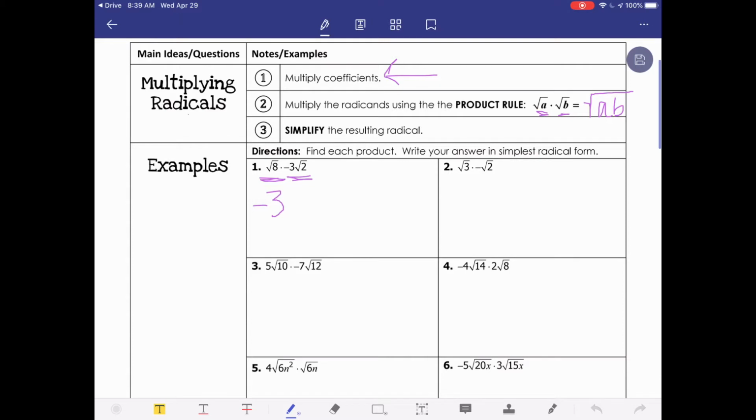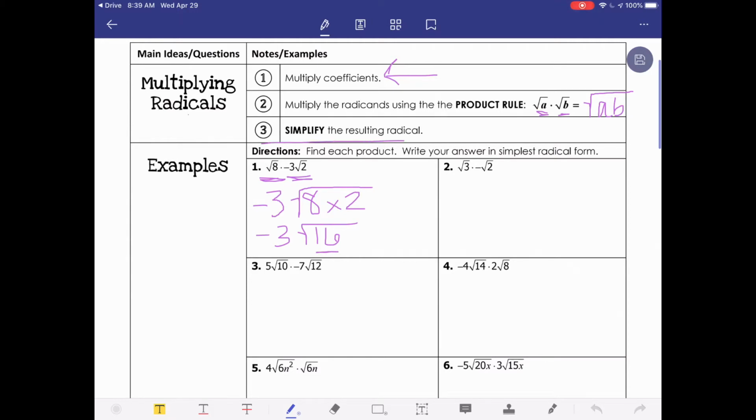Step 2, we're going to multiply the radicands, so what's inside the radical. I'm going to write a radical, and I'm going to do 8 times 2. So then I'm going to have negative 3 radical, and 2 times 8 gives me 16. While you're doing this, make sure you have that cheat sheet of your perfect squares out, because I see right here that 16 is a perfect square.